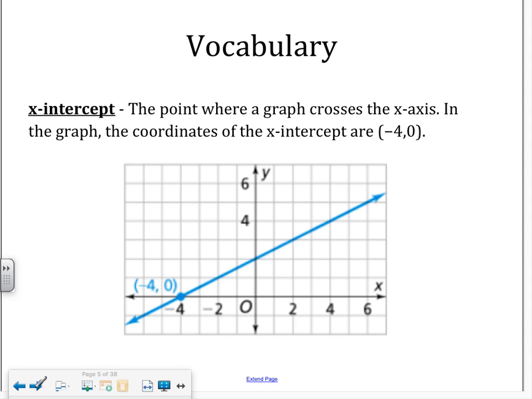The x-intercept, the point or the spot where the line crosses the x-axis. So it's going to be an ordered pair. You have some number, and then y will be 0.